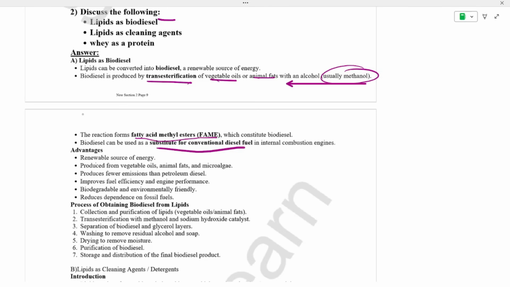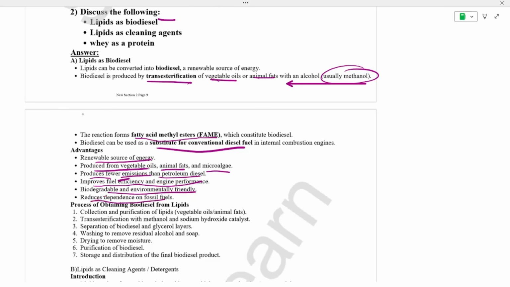The advantages are that it is a renewable source of energy produced from vegetable oil, animal fats and microalgae, produces fewer emissions than petroleum diesel, improves fuel efficiency and engine performance, is biodegradable and environment friendly, and reduces dependence on fossil fuel.